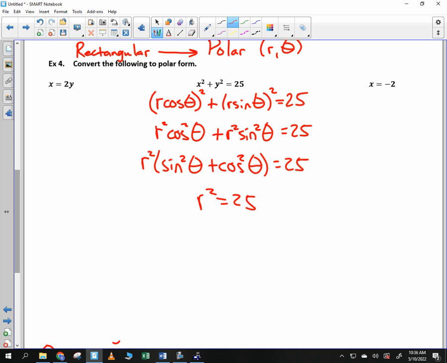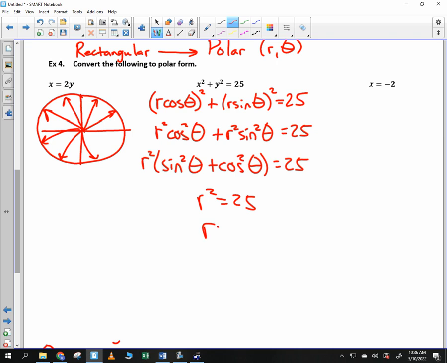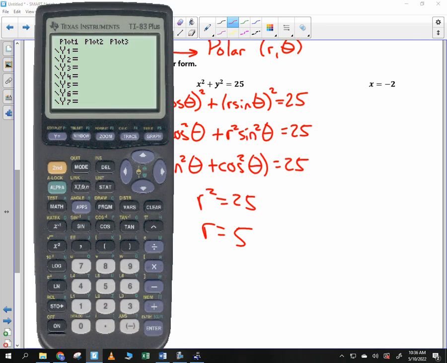Now, pause. Think about a circle, folks. As we think about a circle, does the radius ever change? No. Does the angle change? Yeah, it does. The angle changes as you go around, but the r value never changes. And so you come up with r is equal to what? 5. Now, we can plug that into our calculator and actually come up with the graph of the circle. It's pretty cool. Take out your calculator.